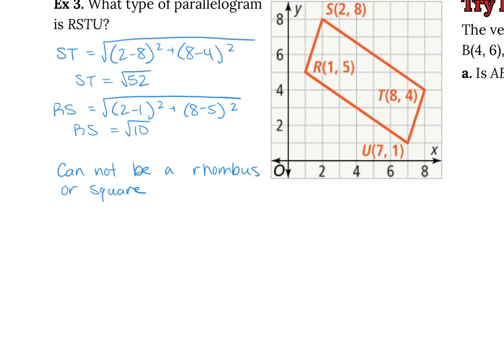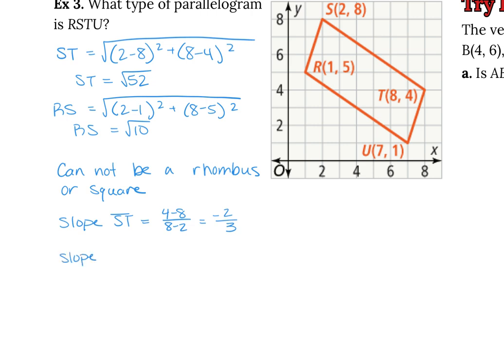Okay, so next we want to see if it is a rectangle, and to be a rectangle it has to have 90-degree angles. So we want to check to see if this has 90-degree angles by checking the slopes. Again, to be 90 degrees we have to form a perpendicular, which would give us negative reciprocal slopes. So I'm going to find the slope of ST, and I'm going to end up with negative 2/3 for that slope.